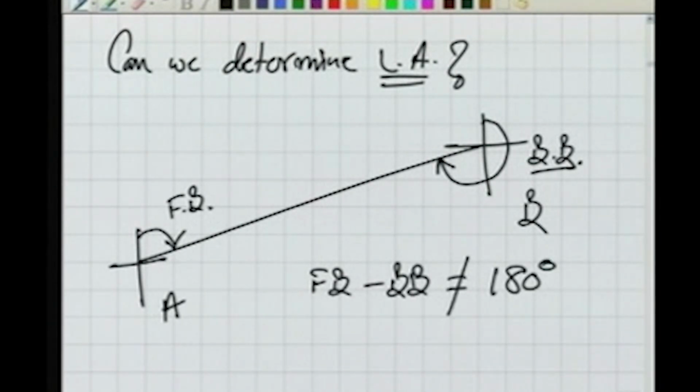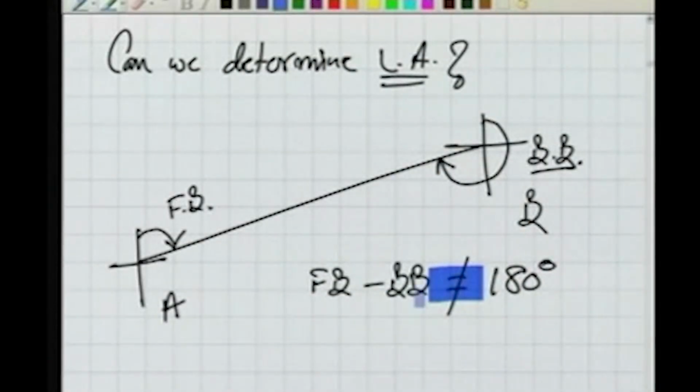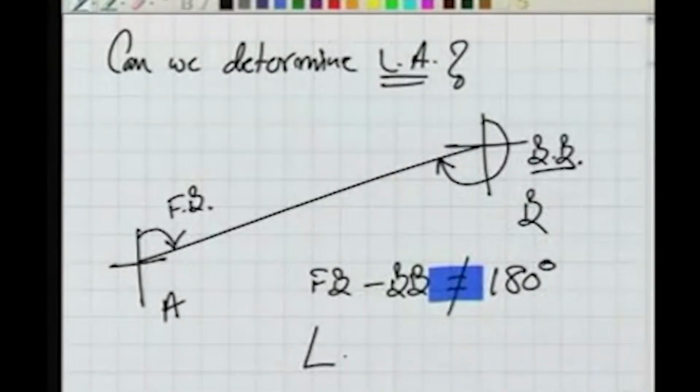Well, if it is not so, then you start suspecting there are errors. As we discussed, there are many sources of error: error because of the observer, error because of the instrument, and many more. So this inequality could be because of many reasons. But the most prominent one is the local attraction.